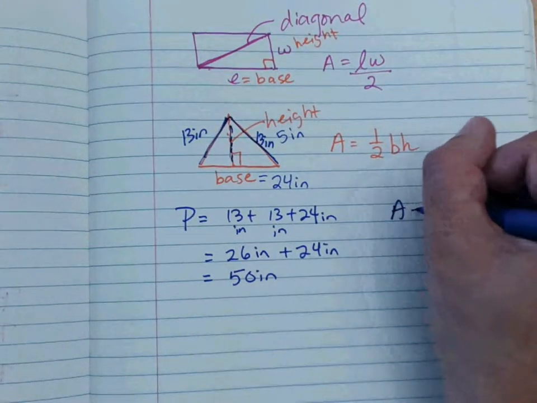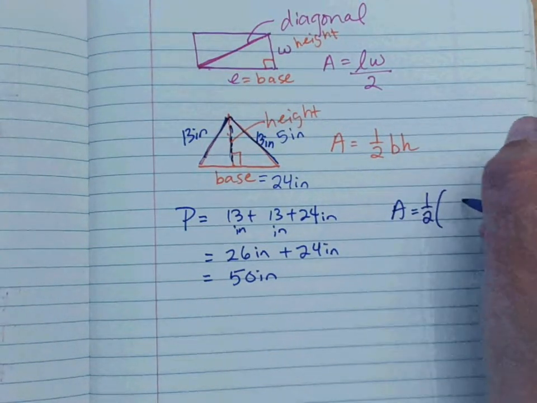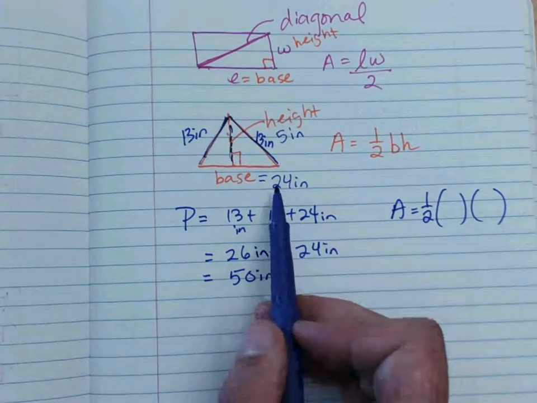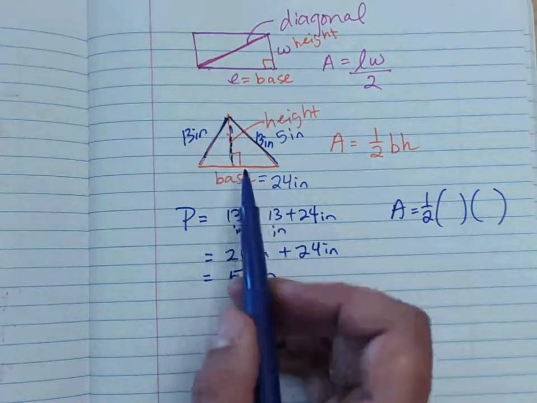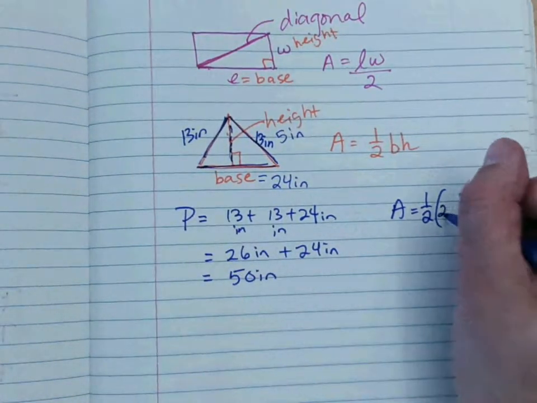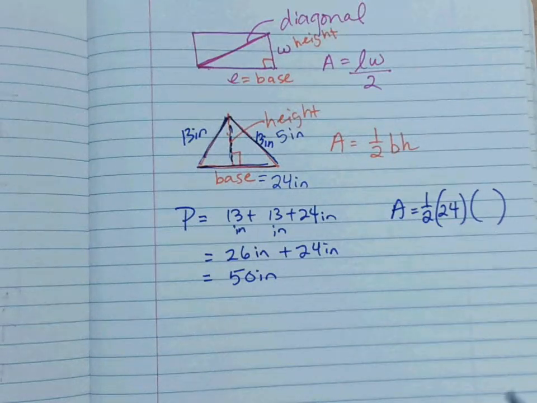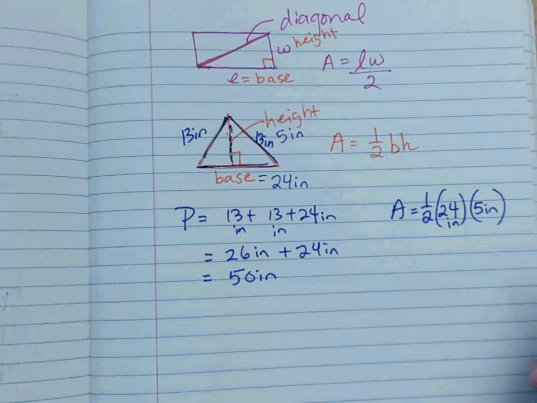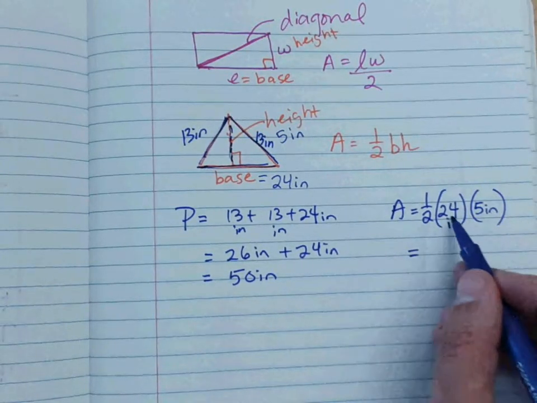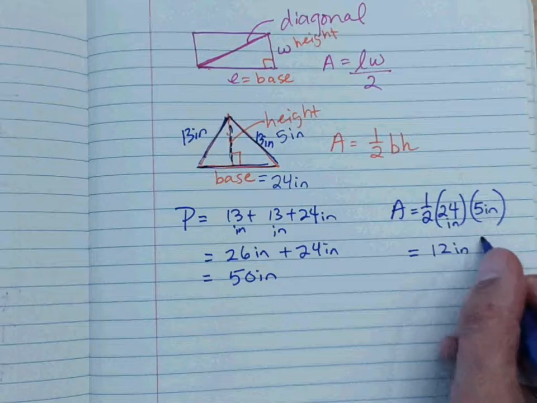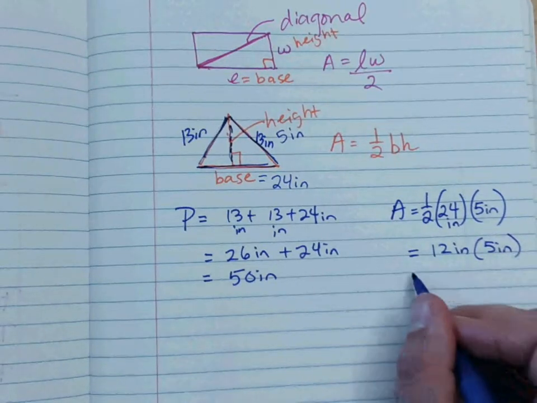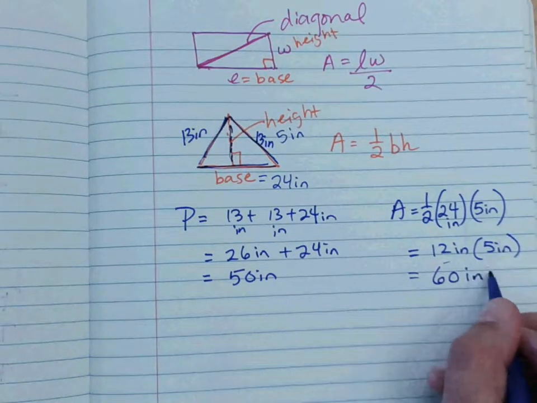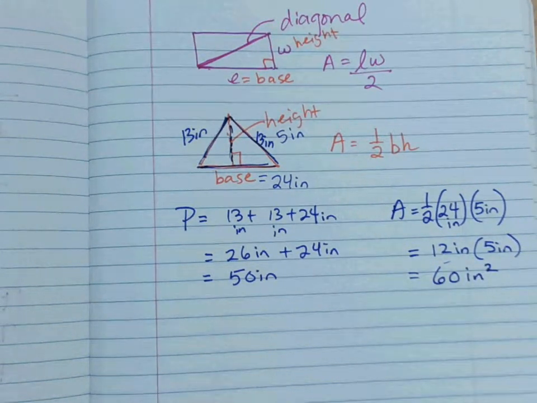The area is going to be 1/2 what times what? What two dimensions do I need there? I need the base, which is 24, and the height, which is 5 inches. I forgot to put the inches, sorry. Okay, so I can go half of 24 is 12 inches, times 5 inches. 12 times 5 is 60. Inches times inches is inches squared. So that would be the area.